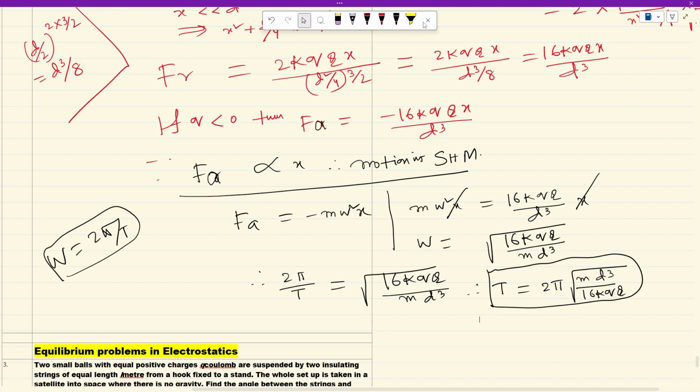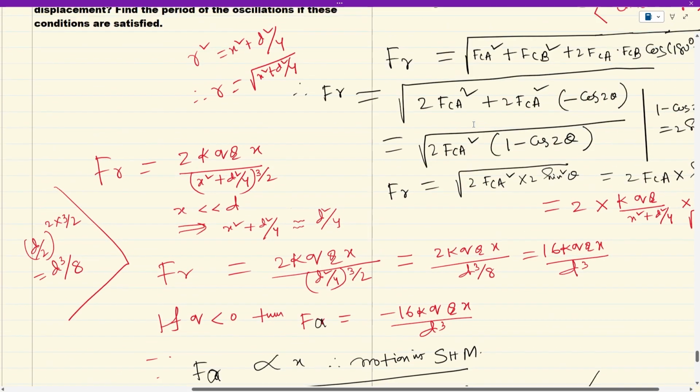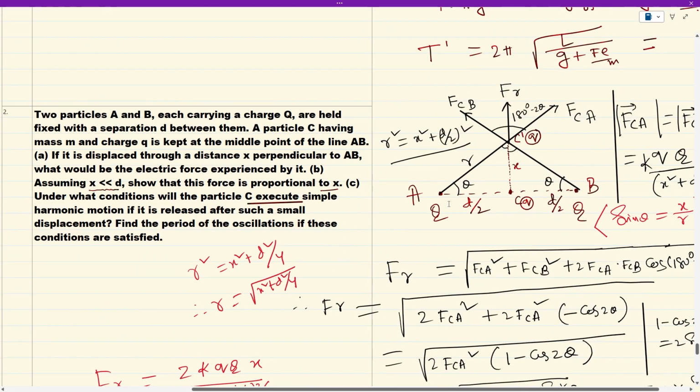Now a question for you. You just try to calculate the time period if the charge was lying on the axial position, meaning A and B are there, and charge C is just given displacement along the length. Then what will be the time period for the same problem? Understand, this is a very important problem. The third charge Q is given a very small displacement along this direction. Then you find the time period and get the ratio.